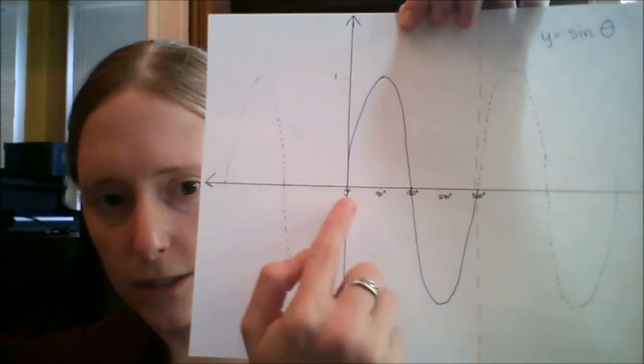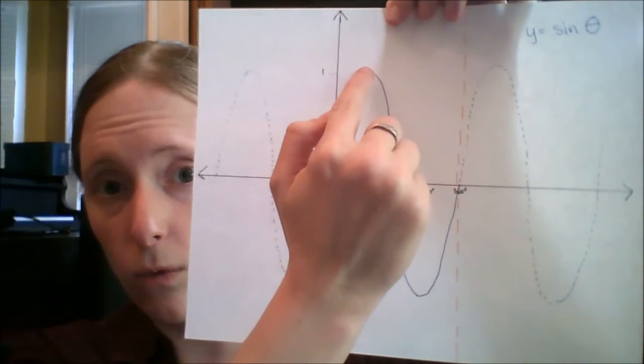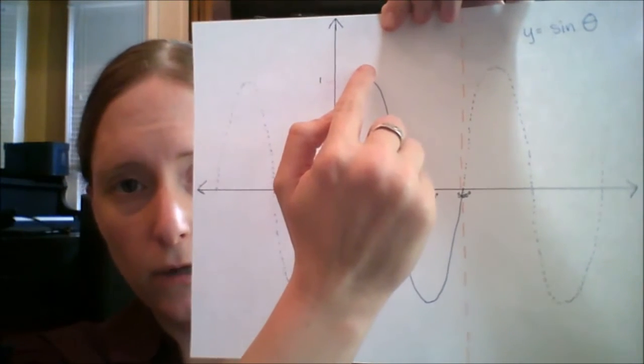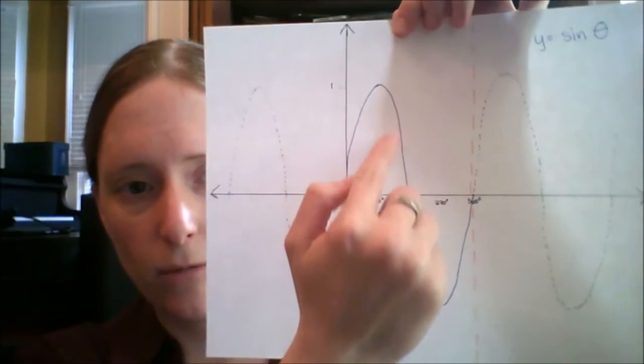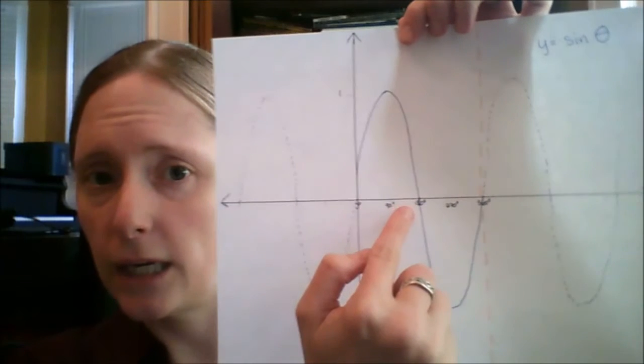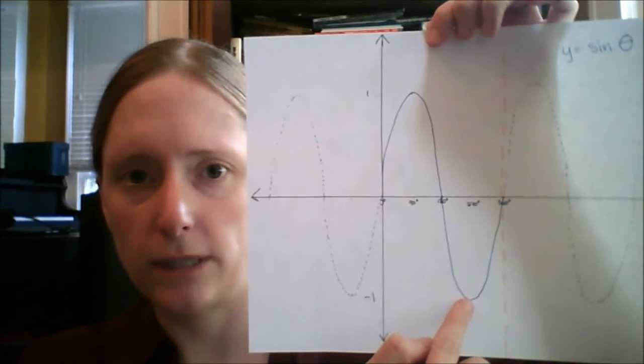It starts at 0 degrees here, and it's going to go up to 1 as we move from 0 to 90 degrees. And then as we keep going beyond 90 degrees, it's going to go down back towards 0 at 180. But it's not going to stop at 0. It's going to keep going into the negative until it hits -1 right here at 270 degrees.